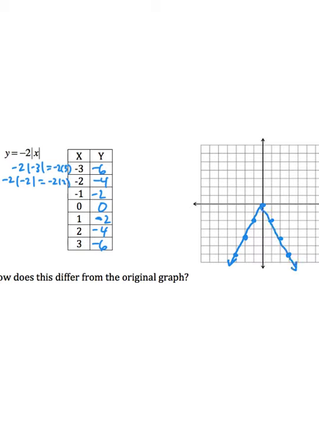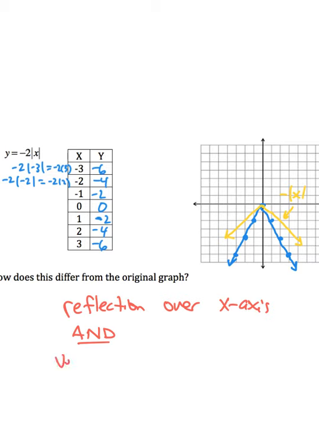So, what did it do? Well, it flipped it upside down, and it also stretched it out. If we just flipped it upside down, the graph would look like this. This yellow one is the negative absolute value of x. So it also stretched it out even further. So what happened here? This is a reflection over the x-axis, and it's also a vertical stretch by a factor of 2.